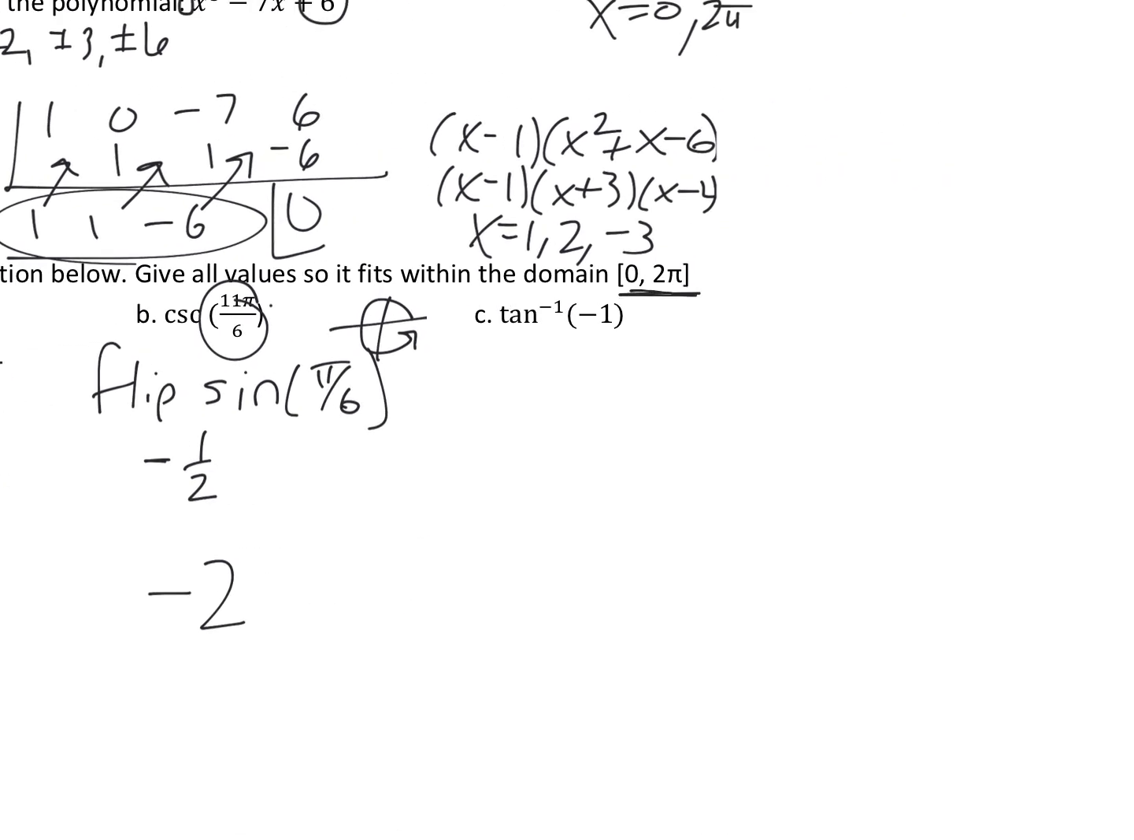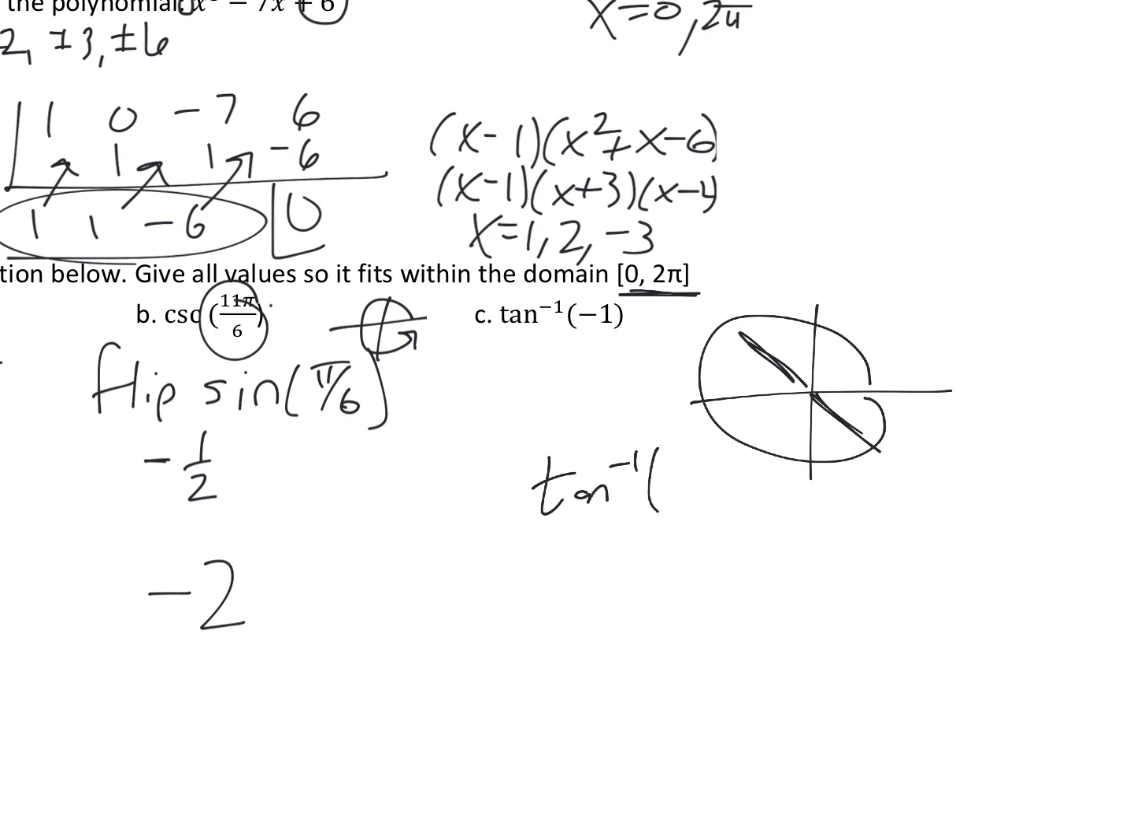And then finally, again, within the domain for this function, tan inverse. So what angles equal -1? So in our unit circle, our values are between 0 and 2 pi. So my tan inverse value would be at 3 pi over 4 and 7 pi over 4, because those are the 2 angles that work.